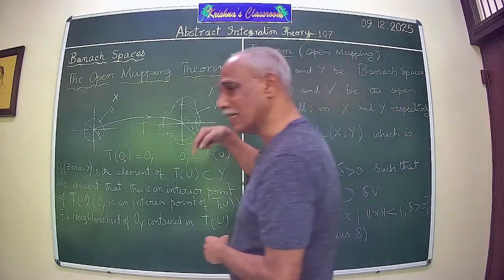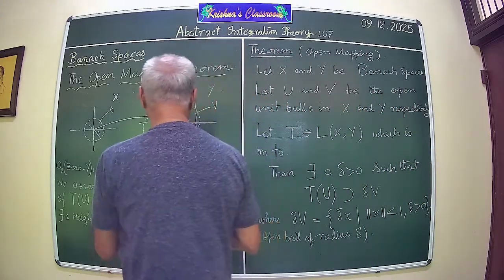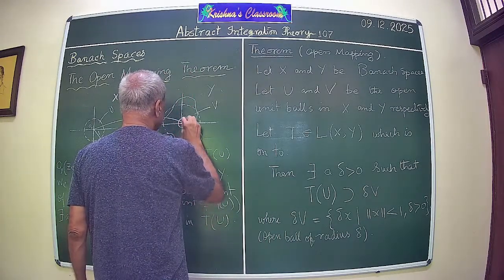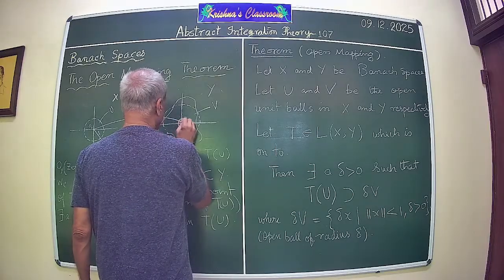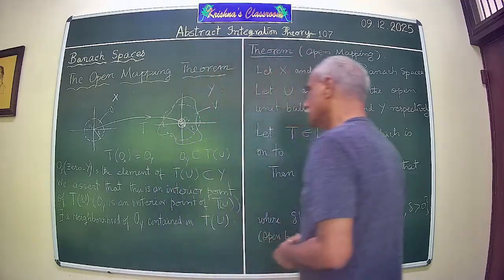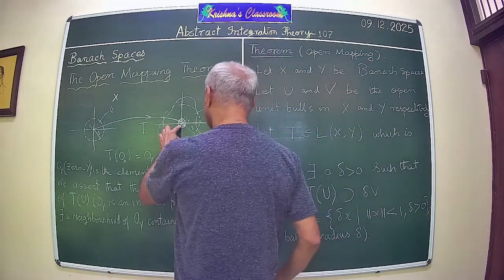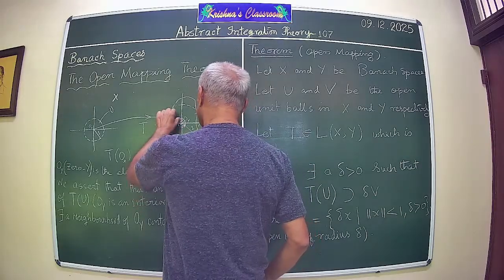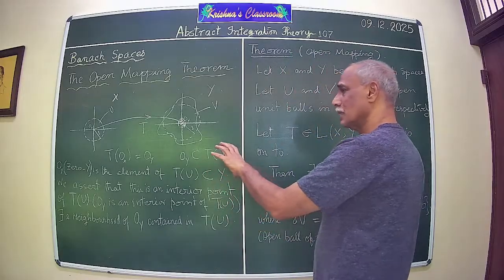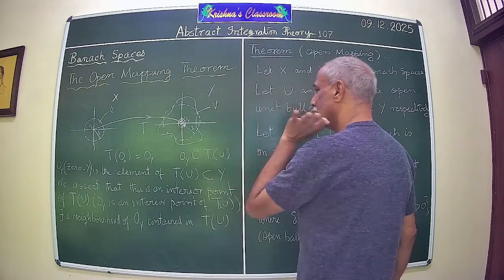But what we can say is that 0_Y is a point of V. So what we want to say is that there is some open neighborhood of 0_Y, okay, there is some open neighborhood of Y, which is completely contained inside V.